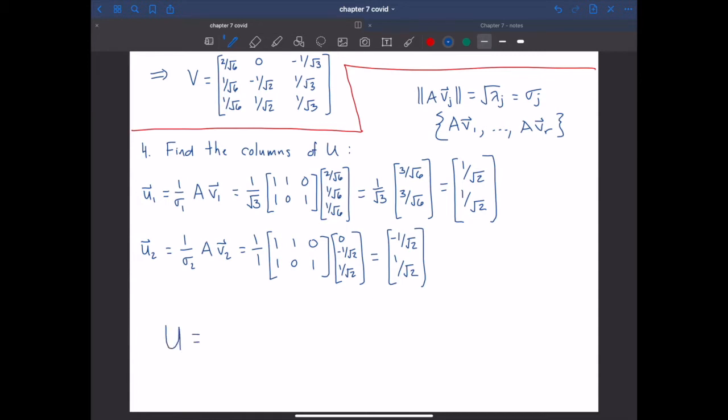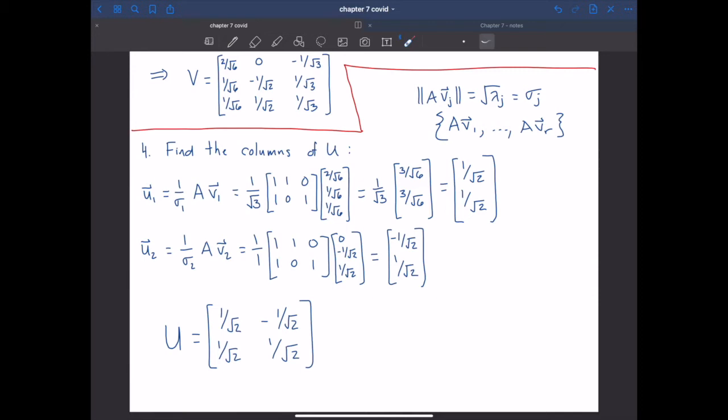So U is just equal to [1 over rad 2, negative 1 over rad 2; 1 over rad 2, 1 over rad 2]. Now, one thing to keep in mind here is the order that we do everything in is now kind of important.